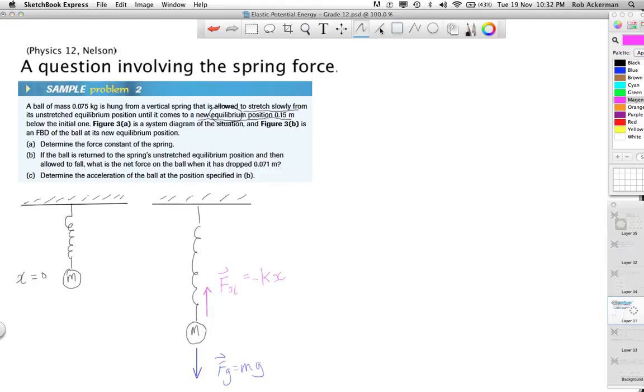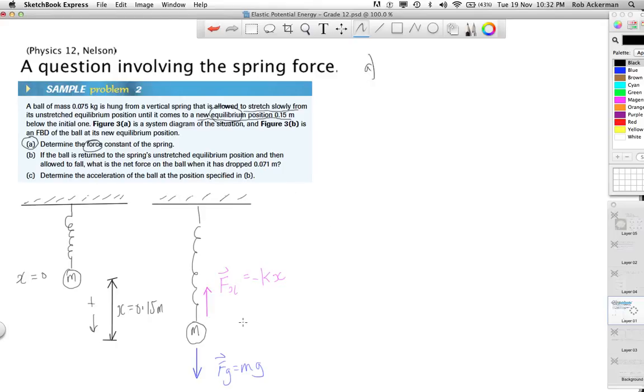What direction is the positive x direction? It is, of course, straight down. This distance here is the 0.15 meters that they told us about in the question. Remember, positive going down, therefore the negative here will tell me that the force is pointing up. And they ask, first, what is the force constant? They call it the force constant. Sometimes it's called the spring constant, which is what I did. So let's have a look here.